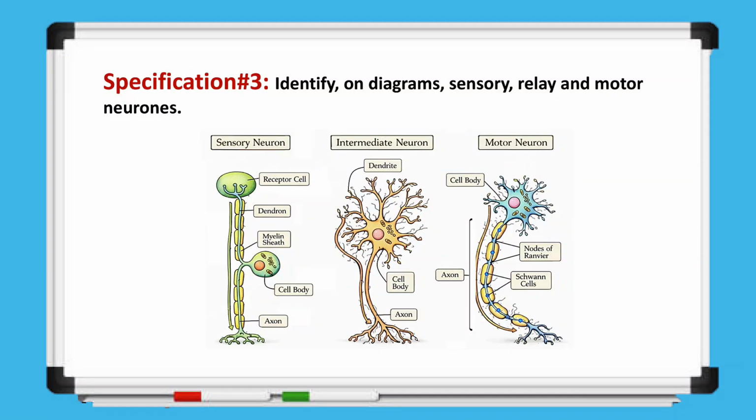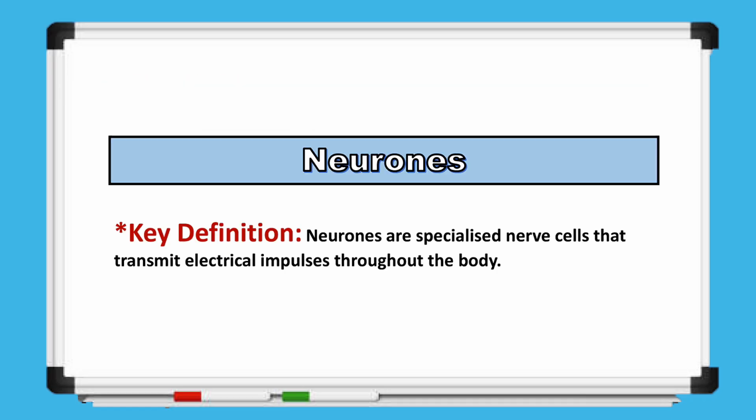Next, we have specification number 3, which asks us to identify, on diagrams, sensory, relay and motor neurons. So, in this section, we will learn about neurons, which are specialized nerve cells responsible for transmitting information throughout the body. Beginning with the definition of neurons. The key definition is, neurons are specialized nerve cells that carry electrical impulses throughout the body.